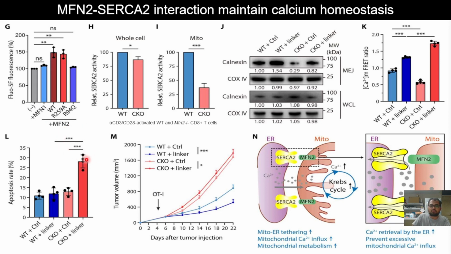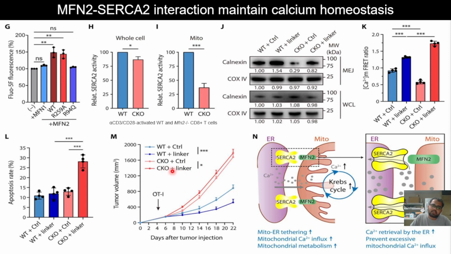Similarly, to know the effect of this calcium transport on the tumor, or indirectly the effect of these CD8 T cells on the tumor, they adoptively transferred these knockout CD8 T cells. In the wild type there is a linker, and if the linker is there, there is a decrease in the tumor, because more calcium will go, more mitochondrial oxidative phosphorylation will happen, and more CD8 T cells will be activated.